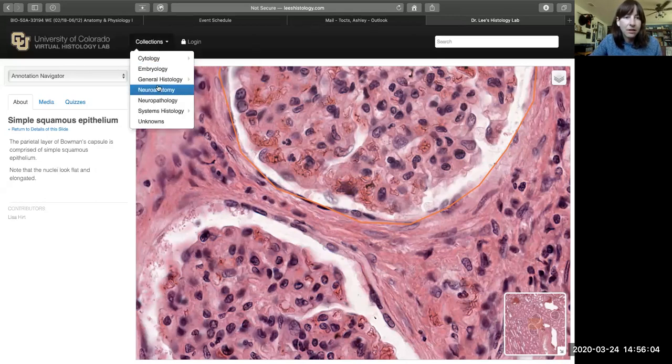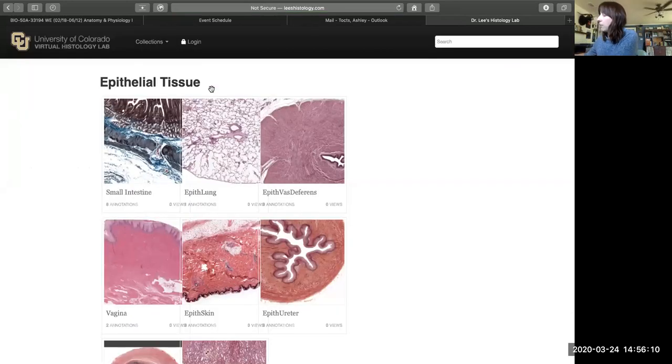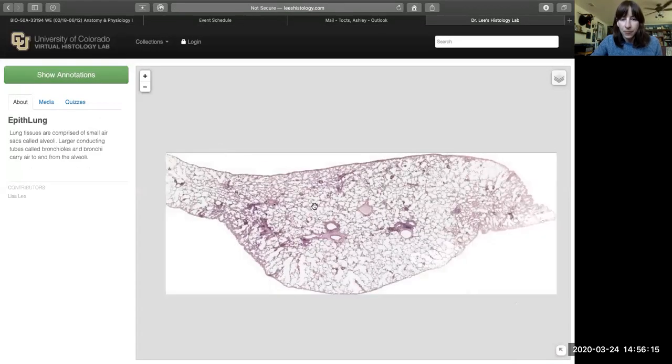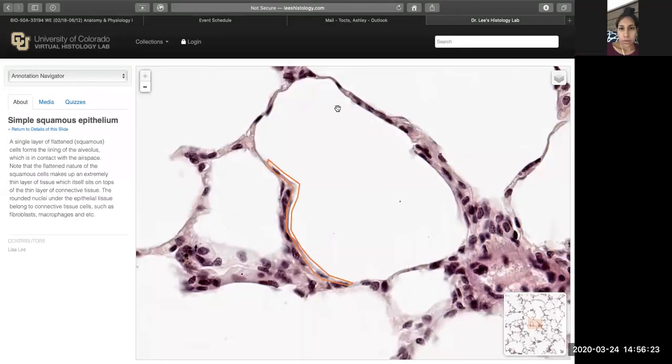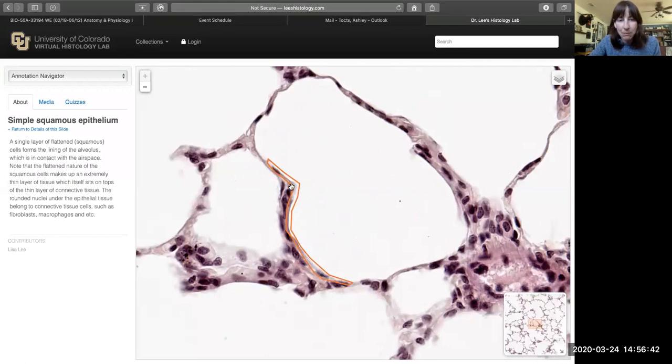If I take us back, and we look at lung tissue, and show annotations again. Oh, there's just that one little bitty one. Okay, so we're talking about the alveoli, or the little air sacs in your lungs. Again, diffusion of oxygen and carbon dioxide needs to go directly through a thin layer of cells to the bloodstream. So we're talking about diffusion. And simple squamous epithelium is the name of the game there.